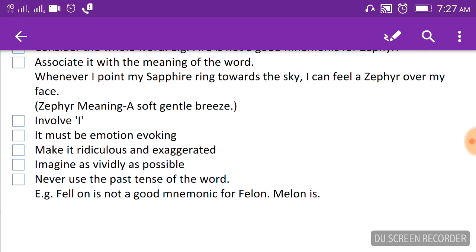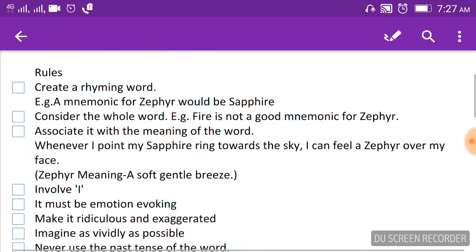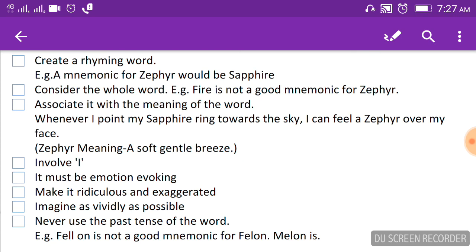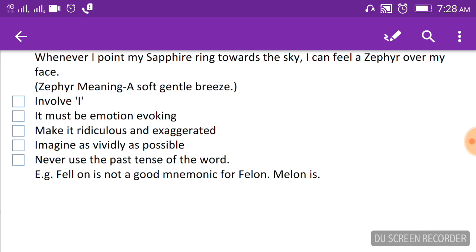Another point is that you have to make it as ridiculous and exaggerated as possible. It does not have to have a link with reality. You have to be as imaginative as possible. You can be as creative as possible in the story building, and it doesn't have to make sense, right? Remember that the purpose of creating a mnemonic is only to remember the word. It is only a memory aid, and you should use it only for that purpose, right? So let go of all logic and just go crazy over your story. Make it as ridiculous as possible. You have to imagine as vividly as possible. Involve yourself as much as possible.